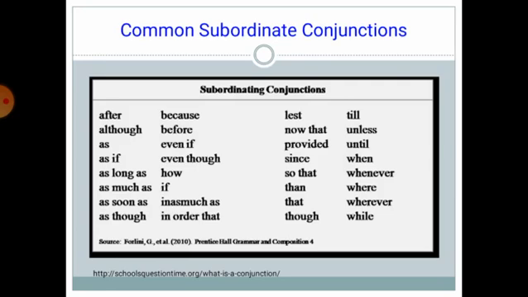So here we have a chart with some subordinating conjunctions. We have after, although, as if, as long as, as much as, as soon as, as though, because, before, even if, even though, how, if, inasmuch as, in order that, lest, now that, provided, since, so that, than, that, through, till, unless, until, when, whenever, where, wherever, and while. All these are common subordinating conjunctions.